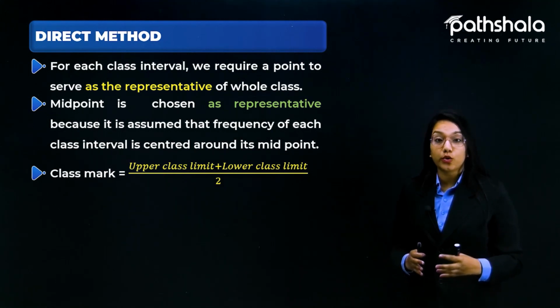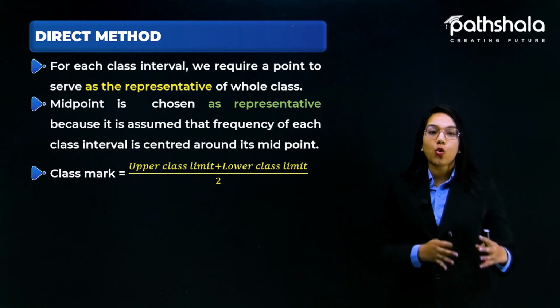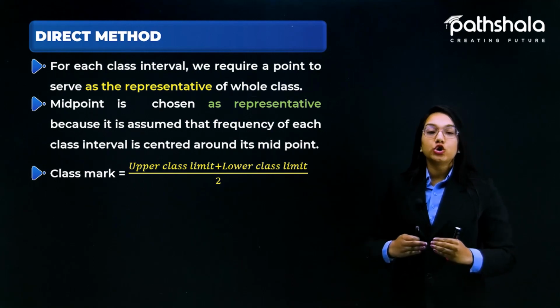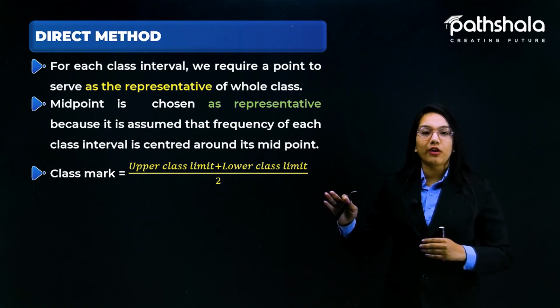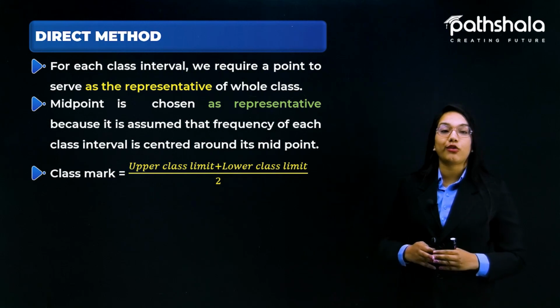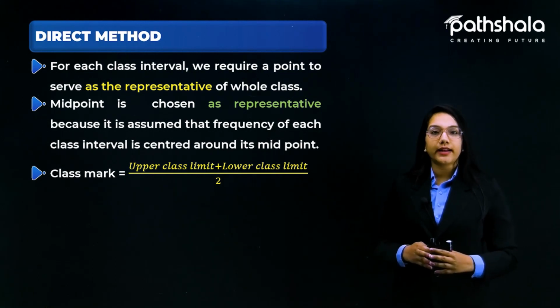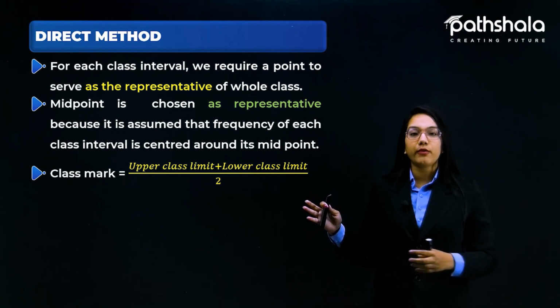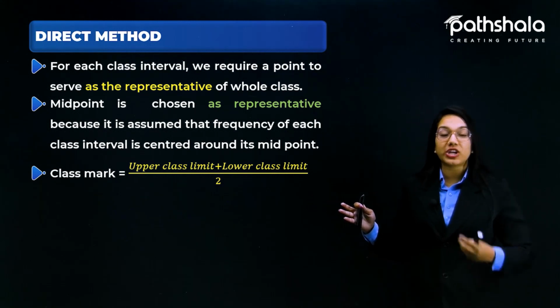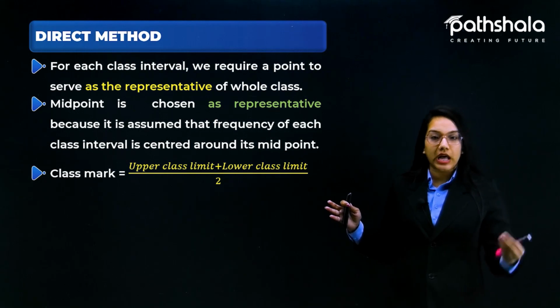It is nothing but equal to upper class limit plus lower class limit divided by 2. So in the direct method, this particular formula would help us a lot to find out the mean of the grouped data. So always remember, in the direct method we will find the class mark, which is also called the midpoint, which exists as a representative of the class.